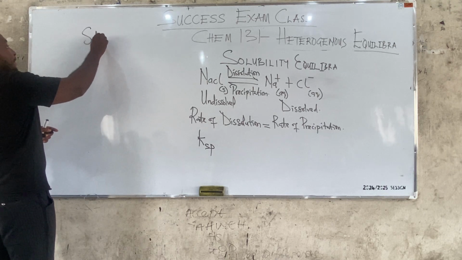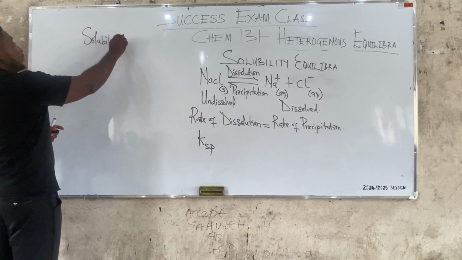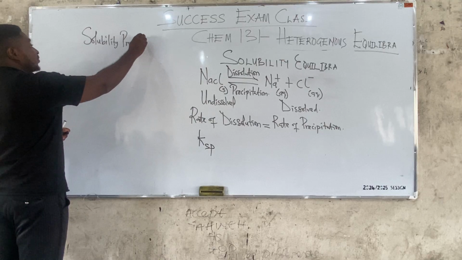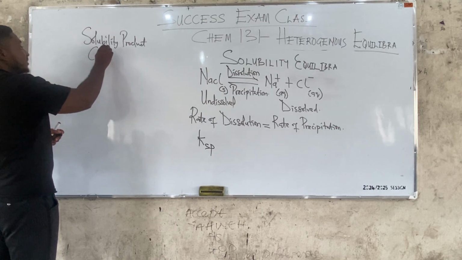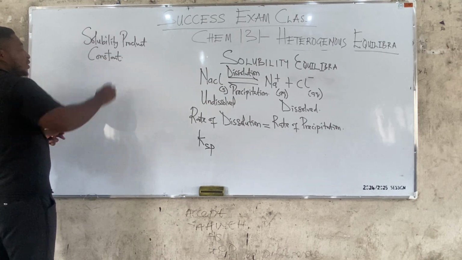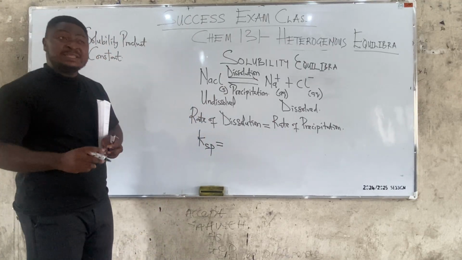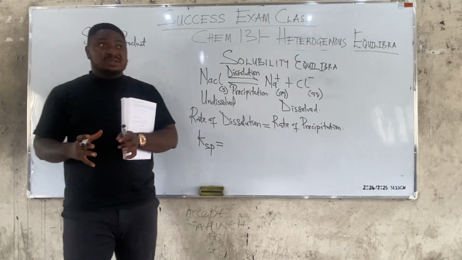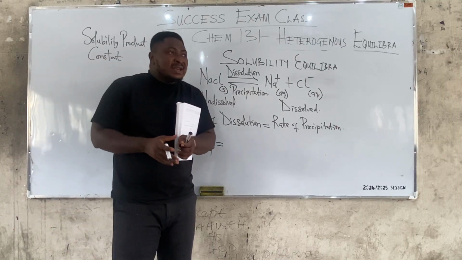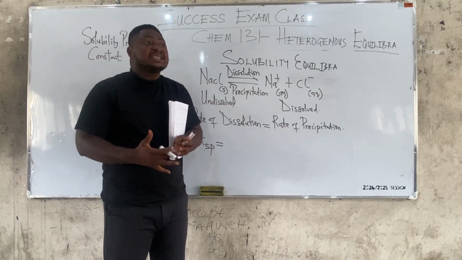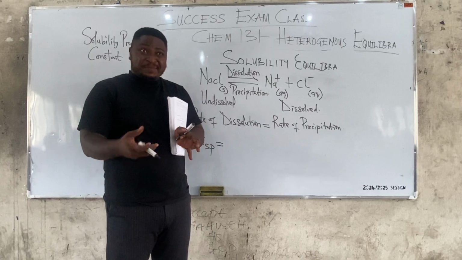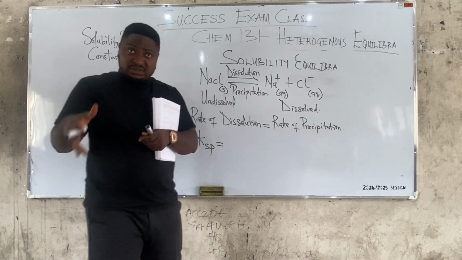Solubility product constant. Solubility product what? Constant. Ksp. So class, when dealing with salts, the Kc for a salt, don't call it Kc. Yes, we know it is Kc, the equilibrium constant, right? But the special name given to it is solubility product.